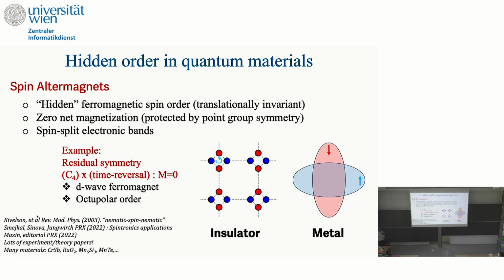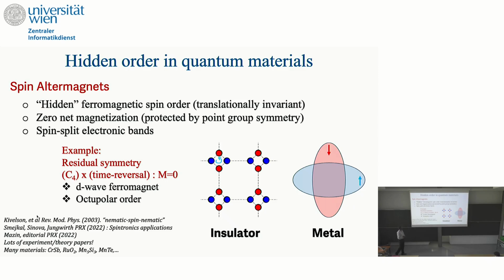Nevertheless, it breaks certain crystalline point group symmetries: if you do a C4 rotation about the center here, where the red and blue refer to spin up and spin down electrons, then you have to do a C4 followed by time reversal symmetry in order to get back the same pattern in the system. So an altermagnet, you can either view as a d-wave ferromagnet, so it changes sign under 90-degree rotations about the center of this plaquette, or equivalently, you can think of it, and I'll make this connection clearer, in terms of octopolar order.